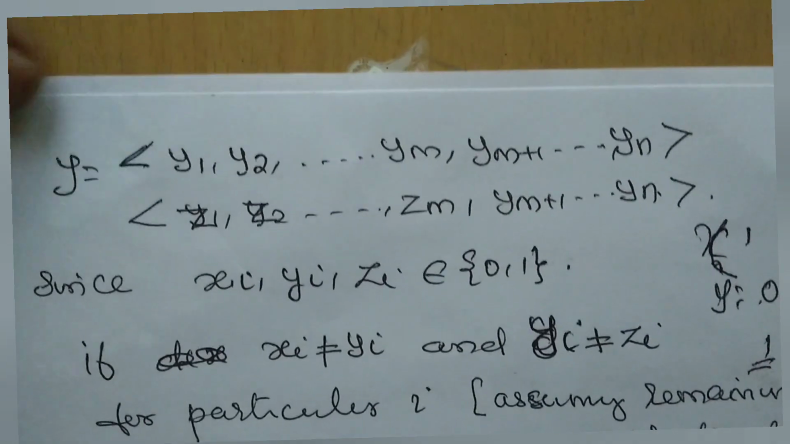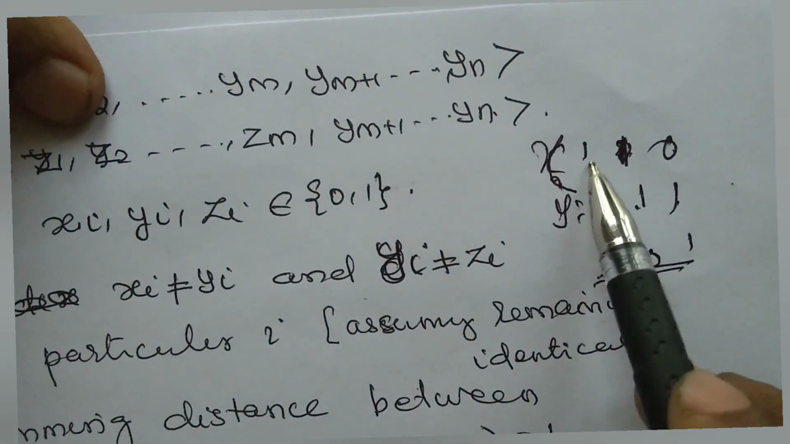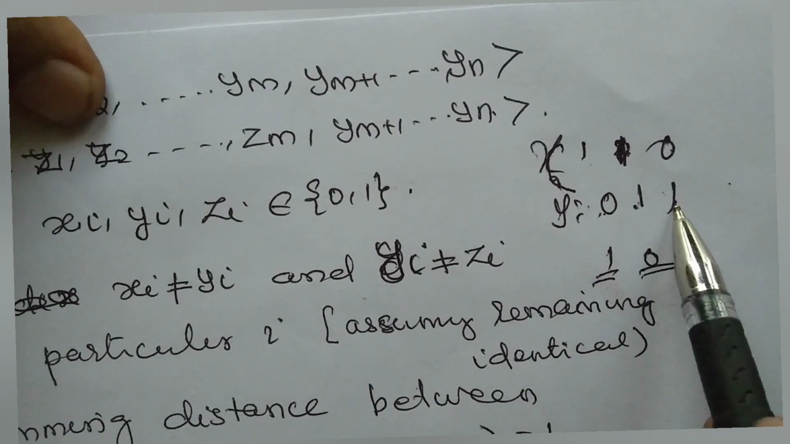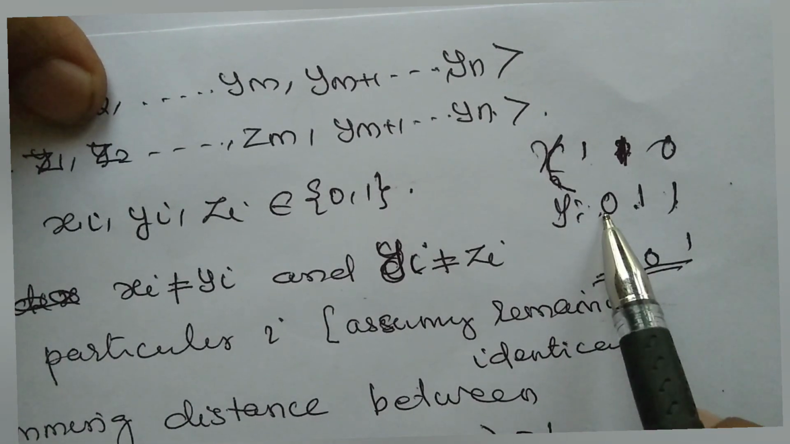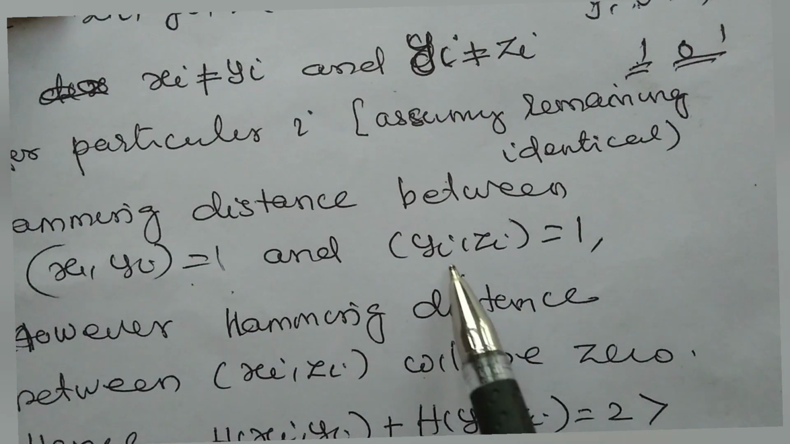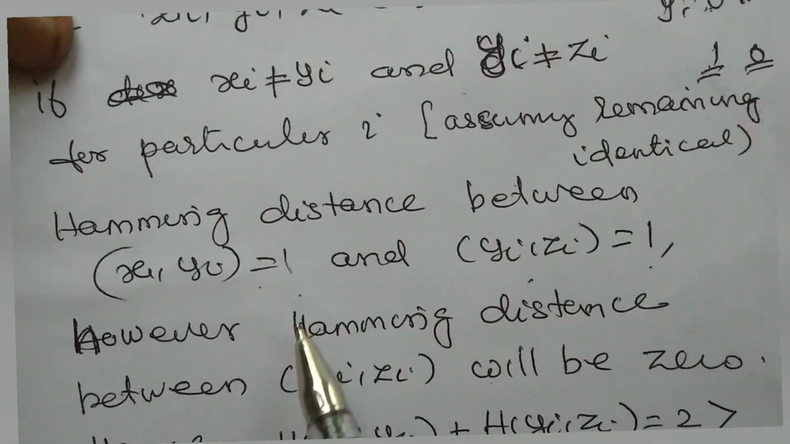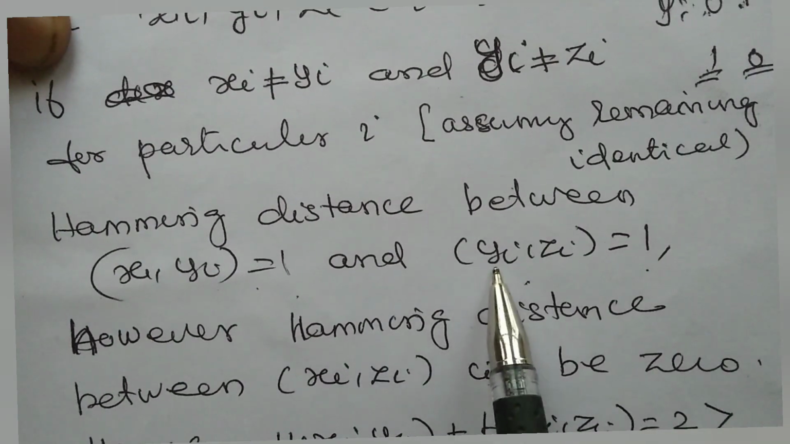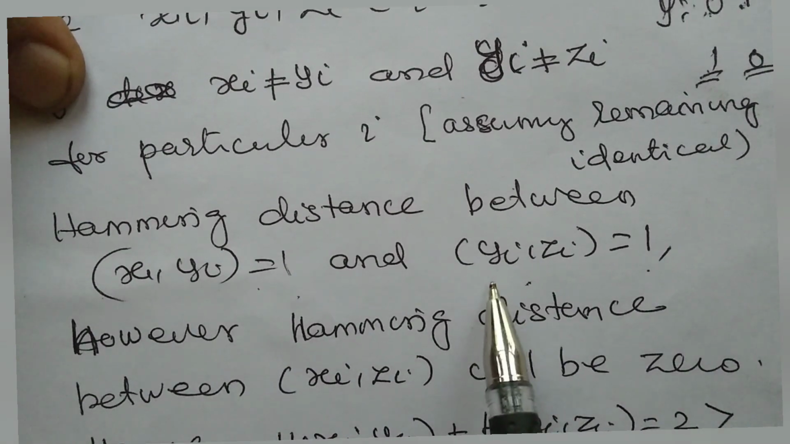So, in the same way, we assume that xi not equal to yi. That means this is x1, x2, x3, and this is y1, y2, y3. That means xi not equal to yi means these two are not identical, so its value is equal to 1. And yi and zi are also not identical, so its value is equal to 1. The thing is, if xi not equal to yi and yi not equal to zi, it implies automatically that xi is equal to zi.